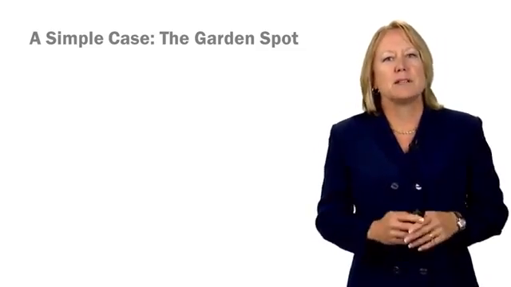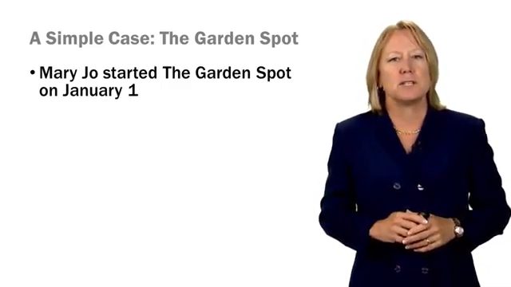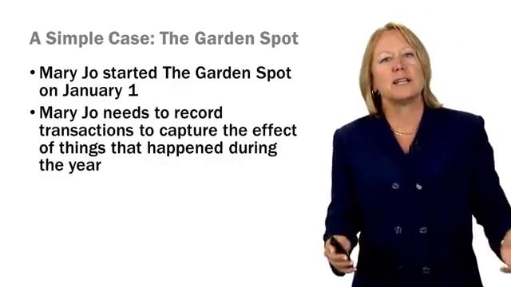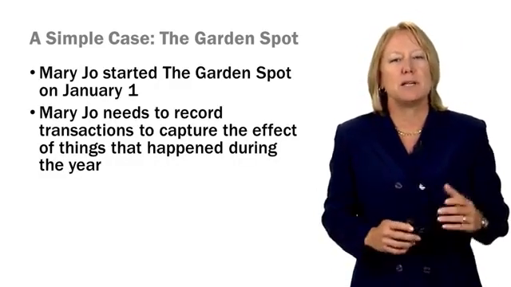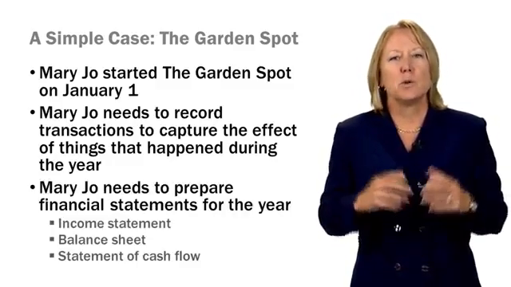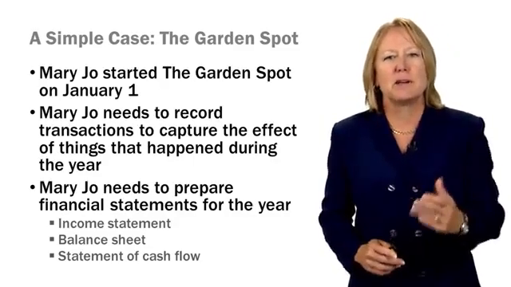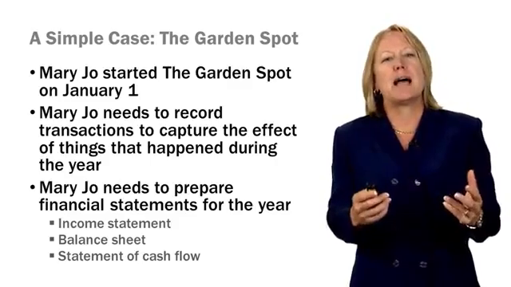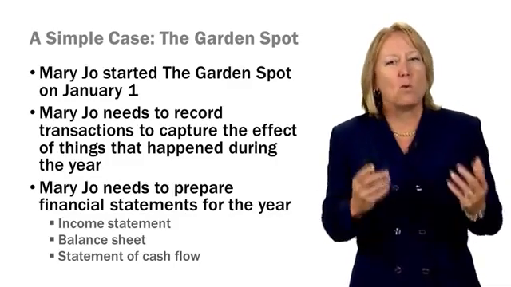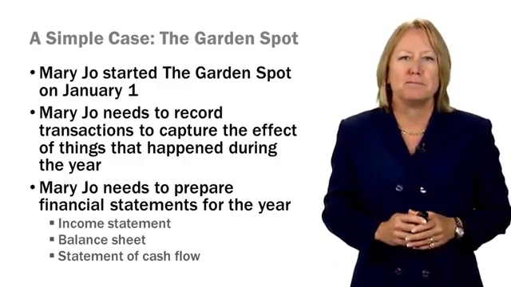Just to review what happened in the garden spot, Mary Jo started the garden spot on January 1st. She's now reached the end of the year and she needs to record transactions to capture the effect of things that happened in the business during the year. After she's done that, she will prepare financial statements for the year, an income statement, a balance sheet, a statement of cash flow. Then she can sit back, reflect on them, think about how the first year went, how well she did, and what she'd like to do differently moving forward.